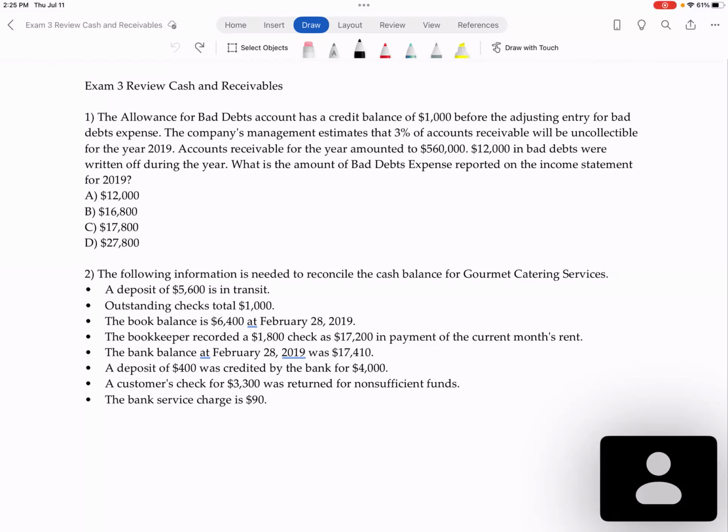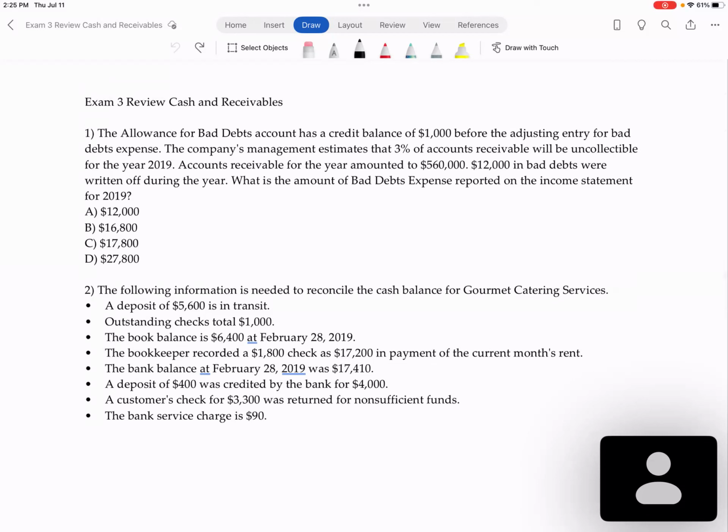All right, so this first one: the allowance for bad debts account has a credit balance of $1,000 before the adjusting entry for bad debt expense. Basically, we're looking at this problem from the perspective of the allowance for bad debts account. So we'd start with a $1,000 balance. What will increase this account is additional bad debts, where we need to record bad debt expense.